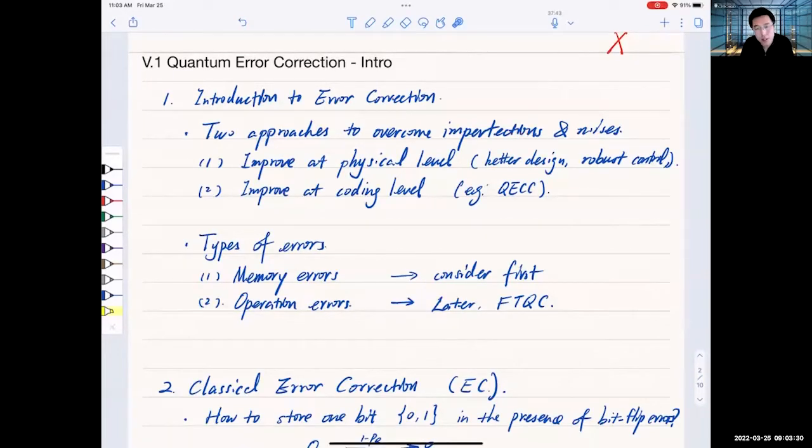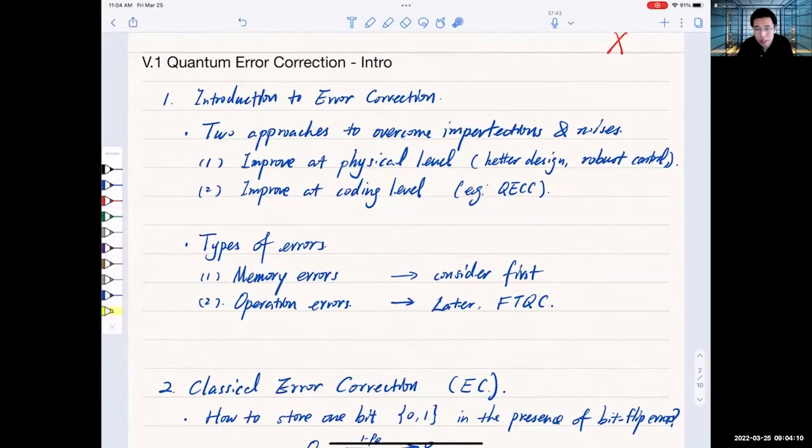Some of those imperfections and noise can be improved at the physical layer by having a better design or a more robust control. If the errors are unitary errors, then maybe you can use dynamical decoupling schemes to suppress them. But sometimes those errors are not just unitary errors. They may introduce entropy to the system. For example, there may be random bit flips or maybe a heating of the system. And those errors introduce entropy to the system, and then just unitary control will not be able to extract the entropy from the system.